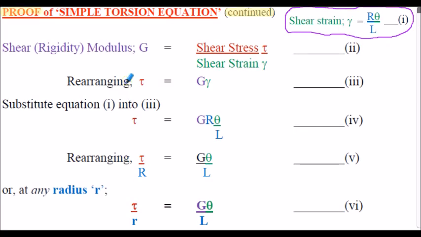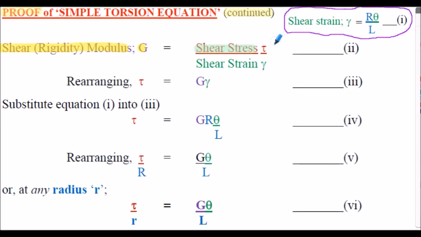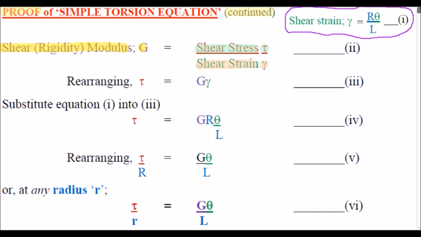Here's our proof continued. Now shear or rigidity modulus, symbol capital G, can be written as the shear stress, tau, divided by the shear strain, gamma. Call that equation 2. Rearranging equation 2, shear stress is equal to the shear modulus multiplied by gamma. Call that equation 3. If we now substitute equation 1, derived on the previous slide but shown here for convenience, into equation 3, then the shear stress is equal to G multiplied by R theta upon L. Call that equation 4. If we now rearrange equation 4 by dividing both sides by R, we have shear stress divided by R is equal to G multiplied by theta divided by L.